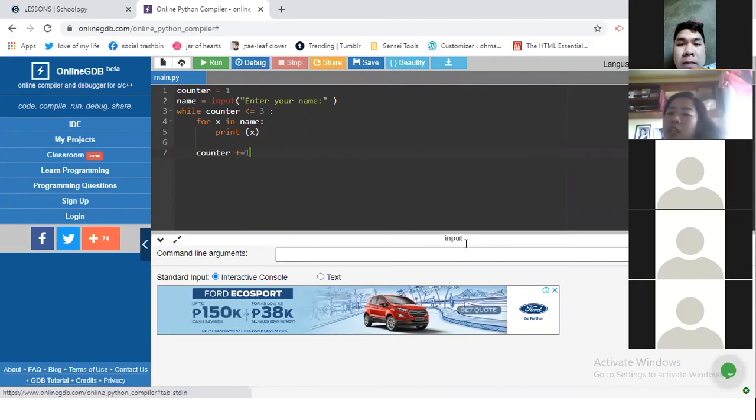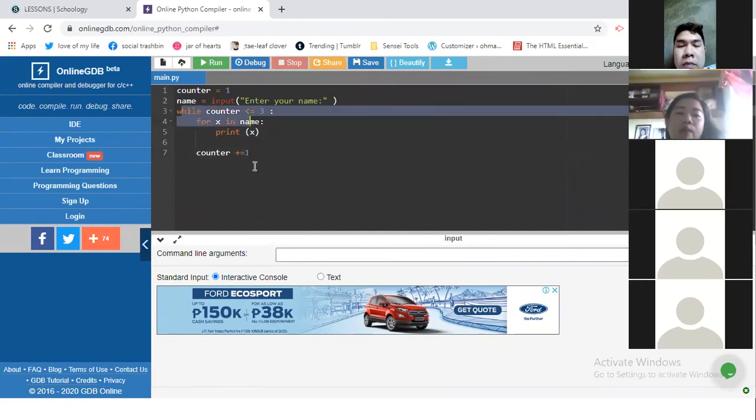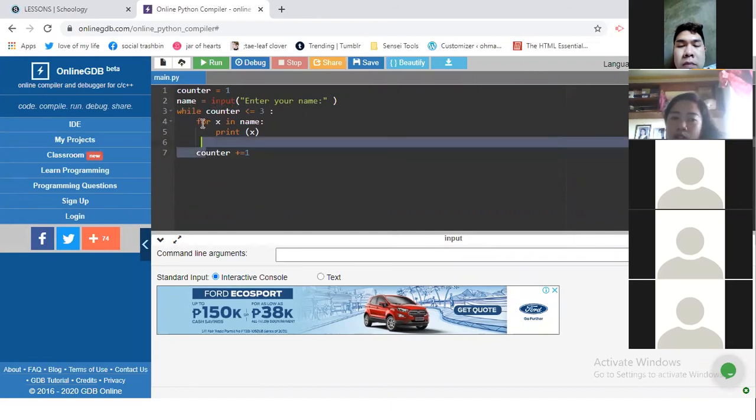Sabi ni Pogi, sa while, ma'am. Sabi ni Jolly, sa loob ng while. So, pag sa loob ng while, naka-align yung counter dito sa line na to. So, yan. Okay? Let's try to run.